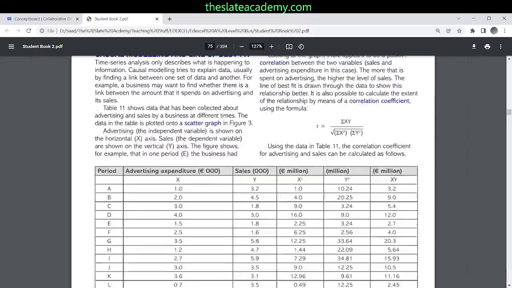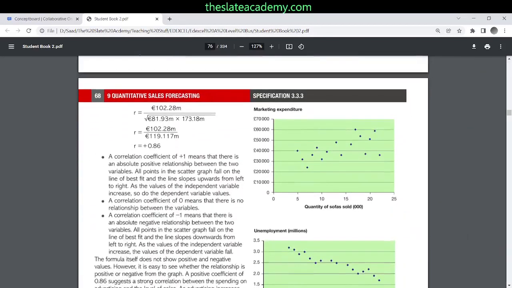Also for correlation, I didn't mention that if correlation is positive one, it means things are positively correlated. If one thing increases, the other would increase. If there is negative one, it means there is negative correlation. If one increases, the other would decrease. If it is zero, then it would mean there is no correlation. If one changes, the other does not change.